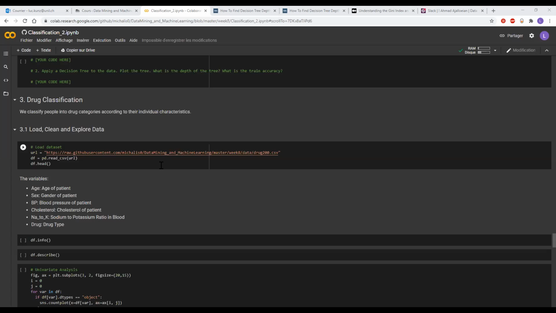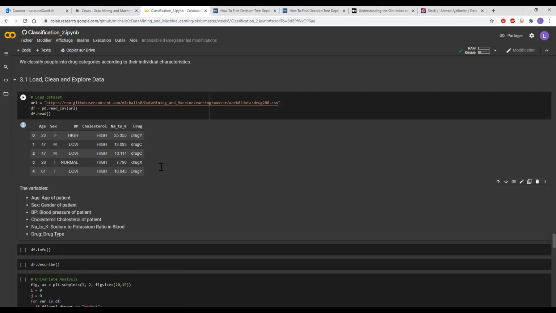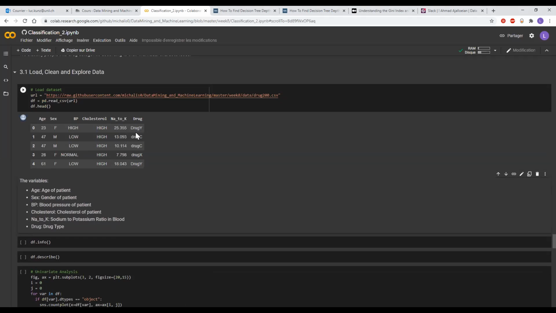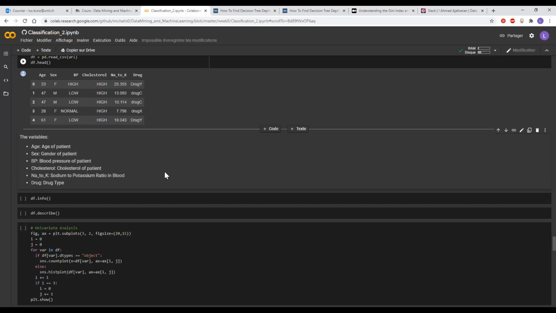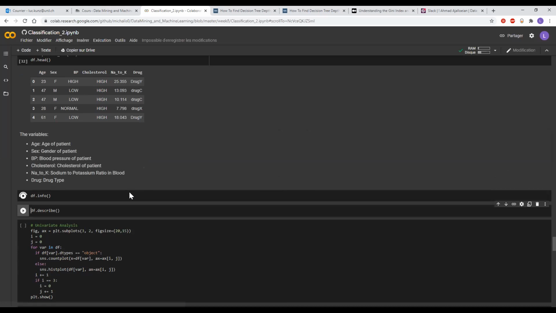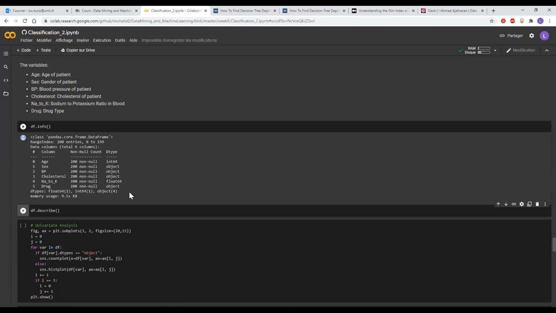So we want now to use a real life example, and to classify patients into drug categories according to their individual attributes. For instance, age, sex, blood pressure, cholesterol level, and sodium to potassium ratio. So we want to predict the drug the patient used based on those attributes, features. We have 200 people in this data set.